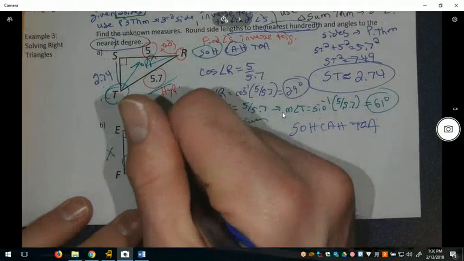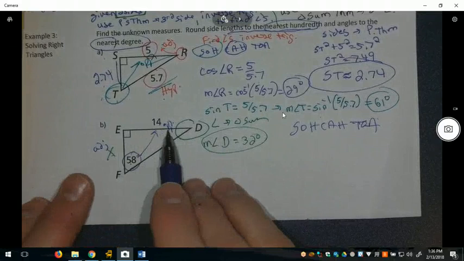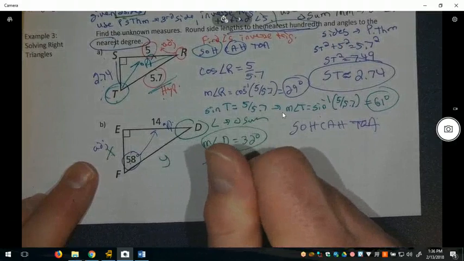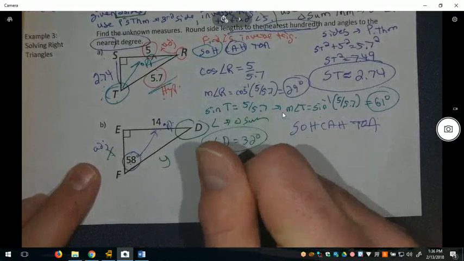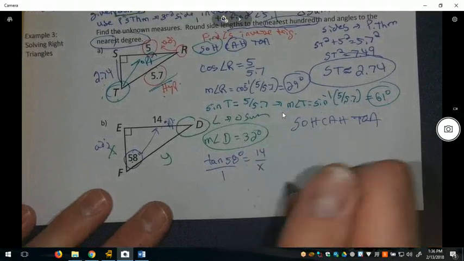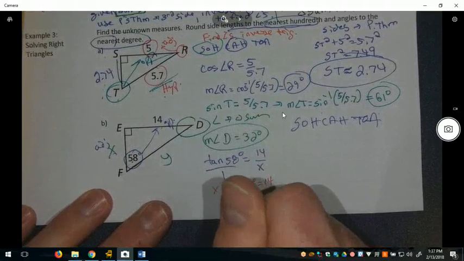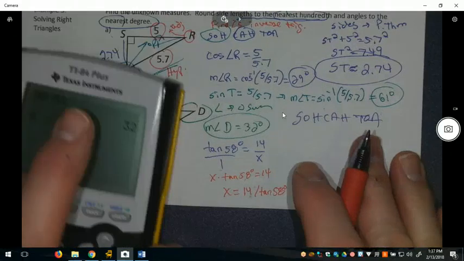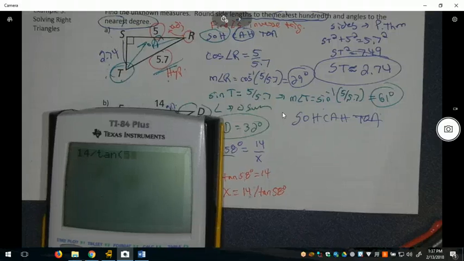So for this problem, the 14 is the opposite, and I'm going to find x first, which is the adjacent. Opposite and adjacent is the tangent function. So the tangent of 58 degrees equals the opposite over the adjacent, 14 over x. This should be familiar to what you did in the 8.2 lesson. We cross multiply, we get x times tangent of 58 degrees equals 14. We divide by tangent of 58, so 14 divided by tangent of 58 degrees. I'm not solving for the angle, so I'm not using tangent inverse. I'm solving for the side, so I'm using regular tangent.